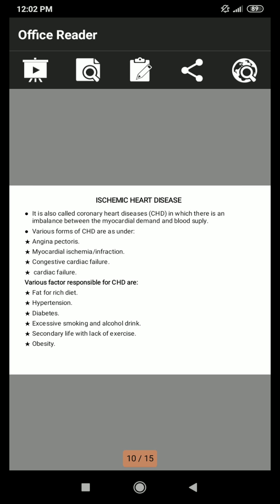First is angina pectoris, second is myocardial ischemia or infarction, then congestive cardiac failure, then cardiac failure. The various factors responsible for coronary heart disease are a fat-rich diet, hypertension, diabetes, excessive smoking and alcohol drinking, a sedentary lifestyle with lack of exercise, and last is obesity. These are the ischemic heart disease.